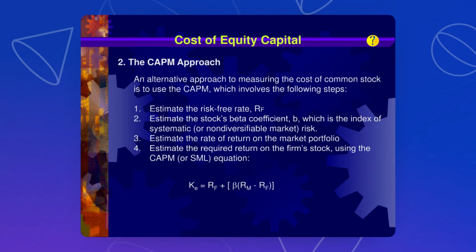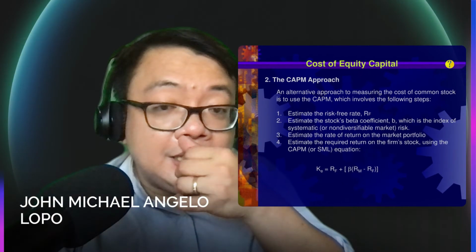Number 1, we should first estimate our risk-free rate, or RF. And number 2, estimate the stock's beta coefficient. So you have your beta. Although it is always given, what we will compute is the return, which is the index of systematic or non-diversifiable market risk. We will discuss again the meaning of systematic or non-diversifiable market risk when we are in risk and return.